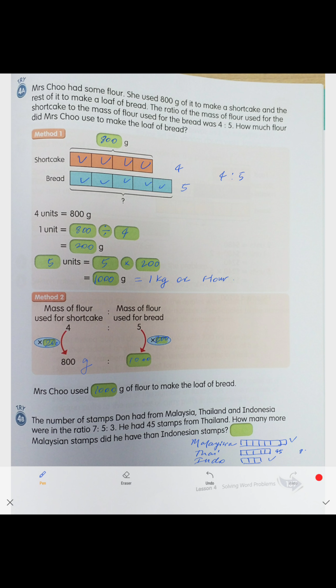Now, same thing, if you solve it as a ratio, you do it 7 to 5 to 3, right? And Thailand's in the middle, right? 45 to like this, right? What is the common factor, right? Common factor is gonna be, so just multiply and find your numbers. 7 times and 3 times. Okay?